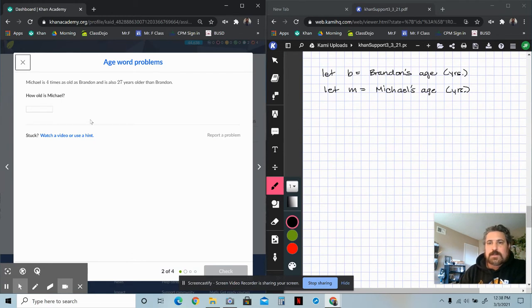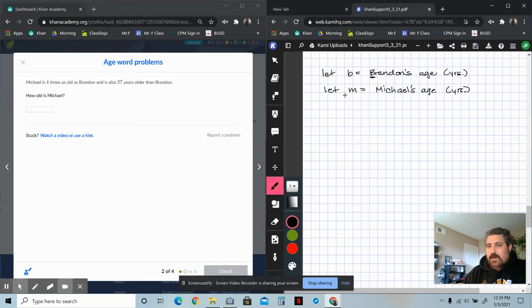All right, so in this problem, it says here, Michael is 4 times as old as Brandon is, and is also 27 years older than Brandon. So you can do X and Y. You can do any letters you want. I'm going to define my variables. So I'm going to say let B equal Brandon's age, because I like having a B for Brandon, and let M equal Michael's age, okay? And they're both going to be in years, all right?